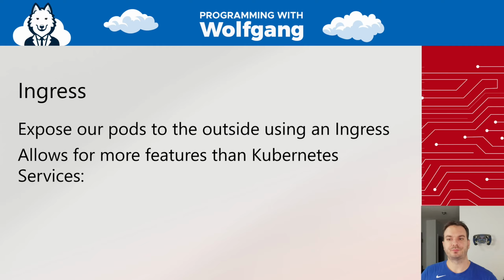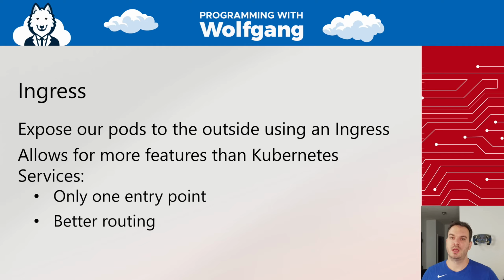Therefore, the ingress allows us to have more features. One of them is that we have a single entry point to the cluster. The big advantage is that we have one object which we can configure, in this case the ingress, and then the developers can focus on developing the application and not on the infrastructure. Another advantage is that we have better routing. So we can do routing based on a path, on a URL, whatever we need.